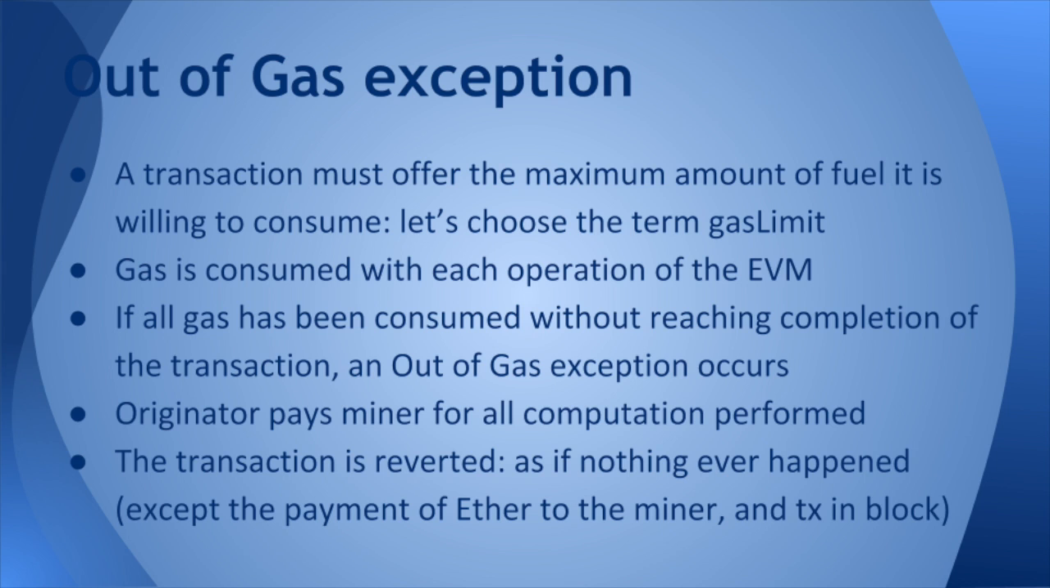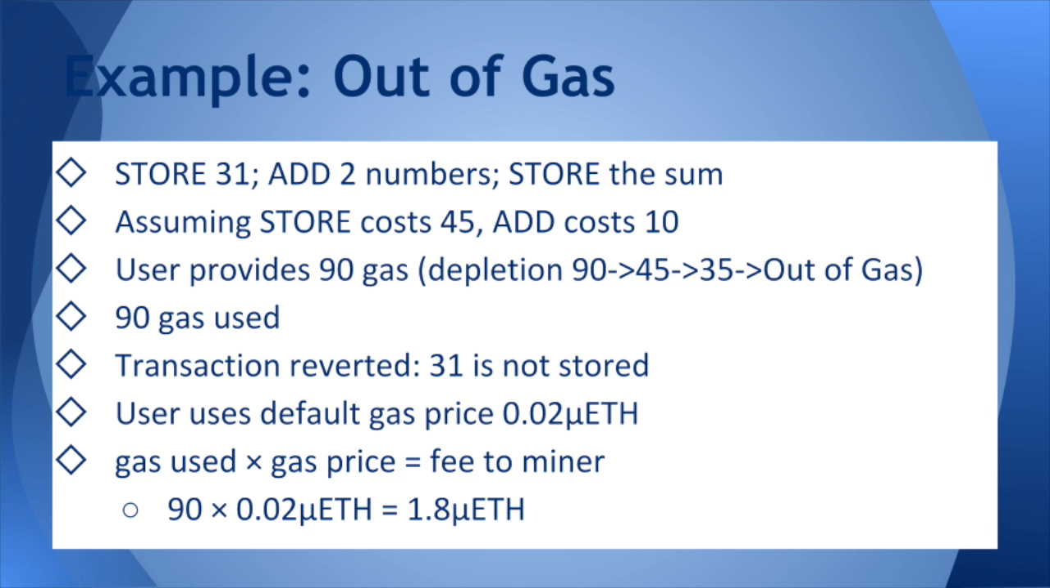Now, if the user only provided this amount of gas, and it's all consumed without the transaction reaching completion, then an out-of-gas exception occurs. What happens is that the originator of the transaction pays the miner the fee for all the gas they have used, and then the transaction is reverted. It's basically as if nothing happened, except for payment of the ether to the miner and the transaction being included in a block. So here's an example of the out-of-gas.